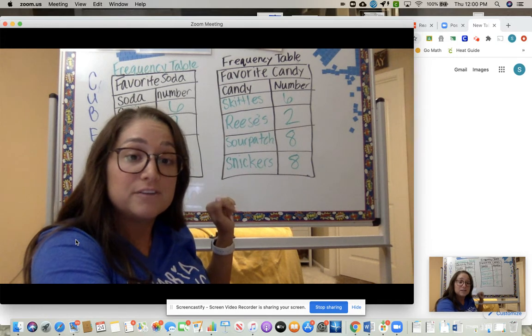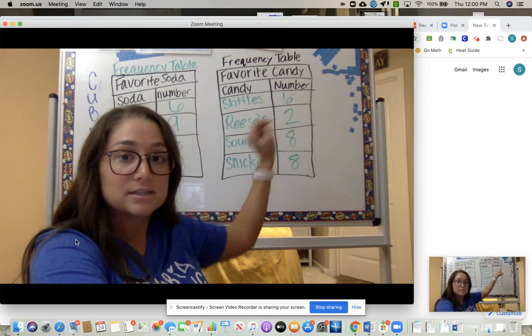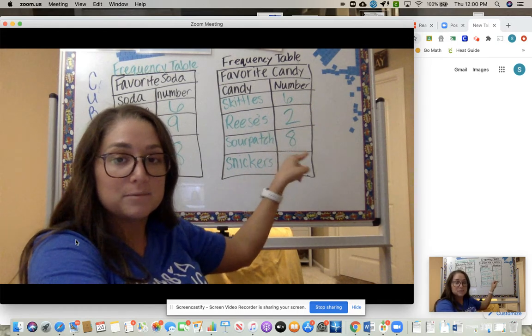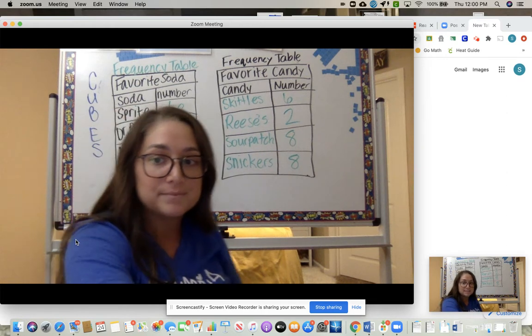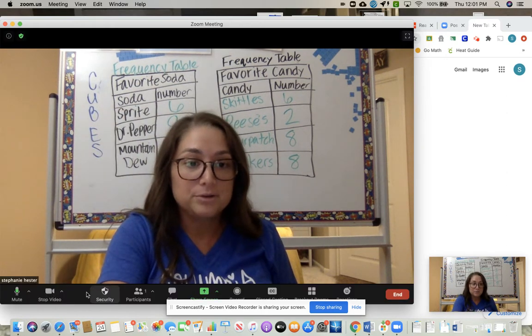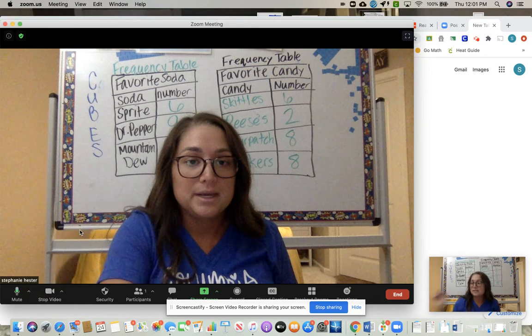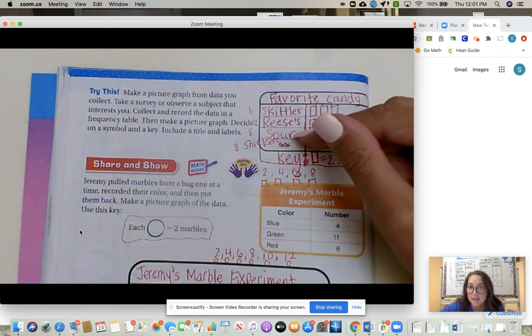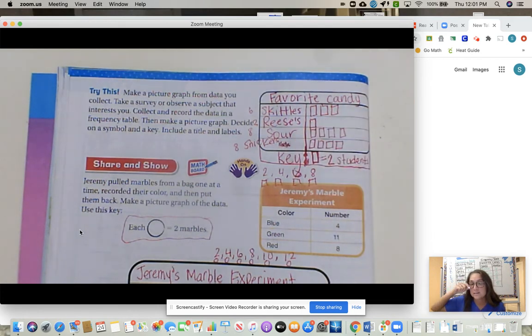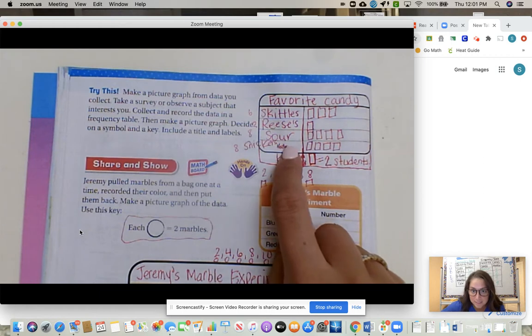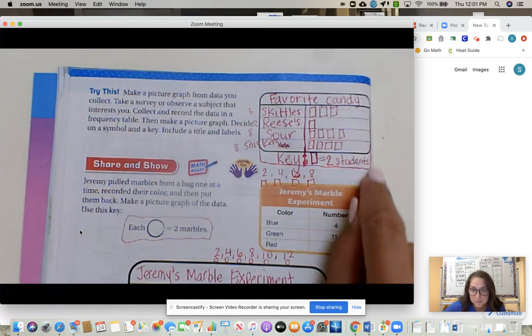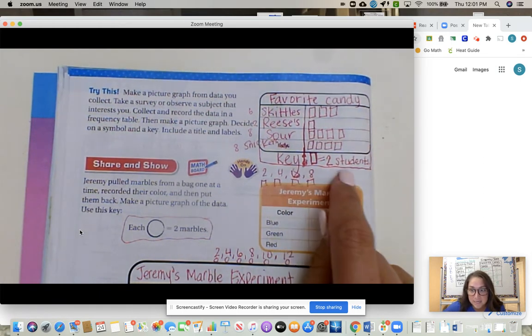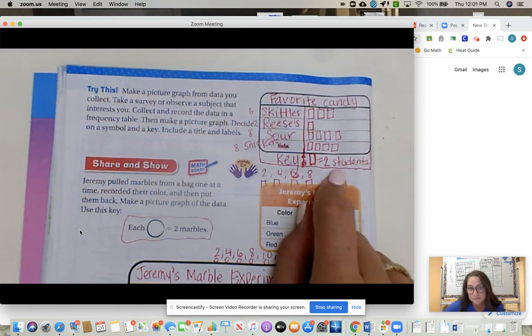I said, all right, raise your hand if your favorite is Skittles. We had 6. Reese's, we had 2. Sour Patch, 8. And then Snickers, 8. I made a beautiful oops because in our book, it only gave us 3 lines for candy. And we did 4. So that's why I scratched out this key and I just made my box bigger and I put my key down here. So that's why. Don't let it confuse you.